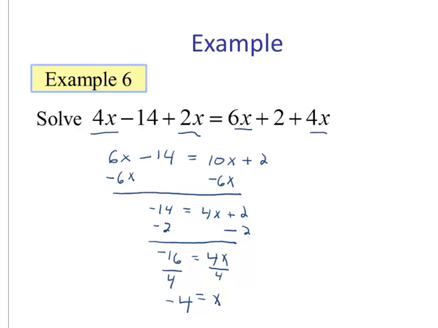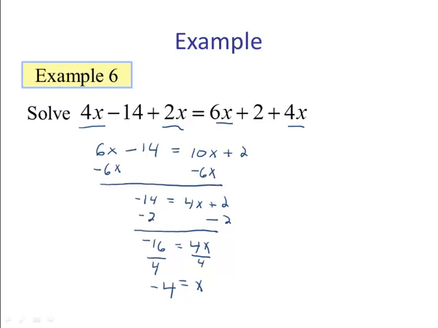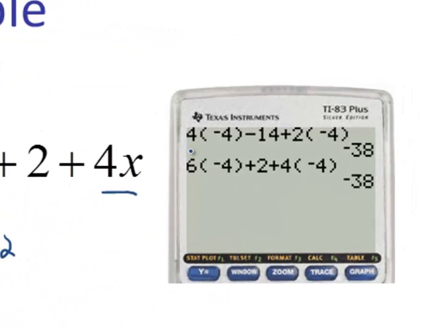Now to check it, I'm going to use the calculator. What you want to do is put in the expression on the left hand side and then put in the expression for the right hand side, and hopefully they will be equal. So for this expression, this is going to be 4 times negative 4 minus 14 plus 2 times negative 4. That gives us negative 38. For the right hand side, 6 times negative 4 plus 2 plus 4 times negative 4 is negative 38. The left hand side equals the right hand side. Therefore, negative 4 is the solution.